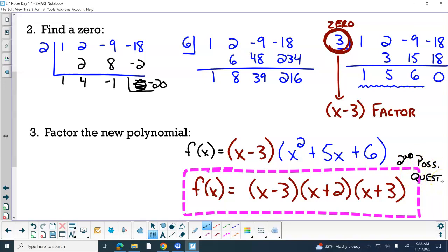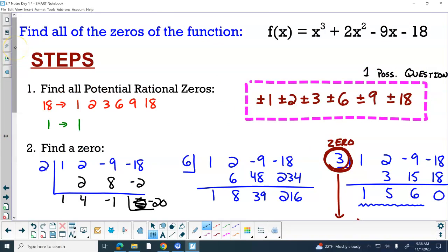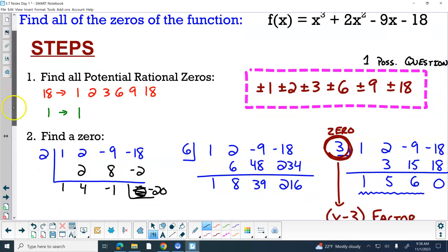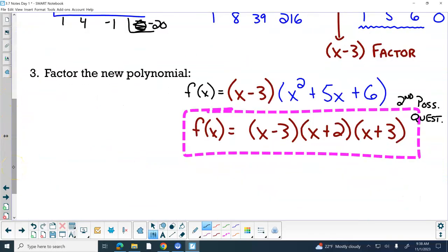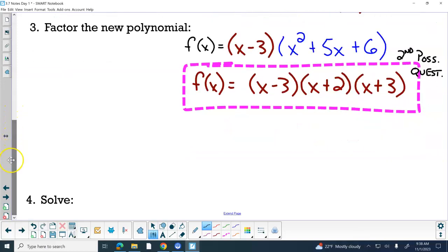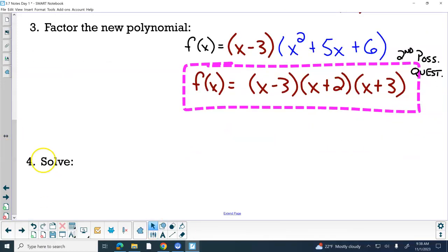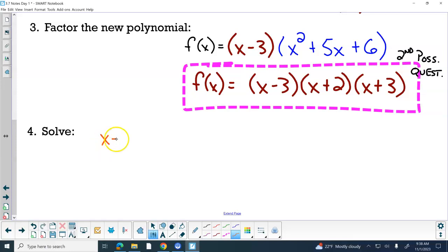So given the polynomial, we could say, find all possible zeros. We could say, factor it. But this one said, solve it. So now what we're going to do is set our factors equal to 0.